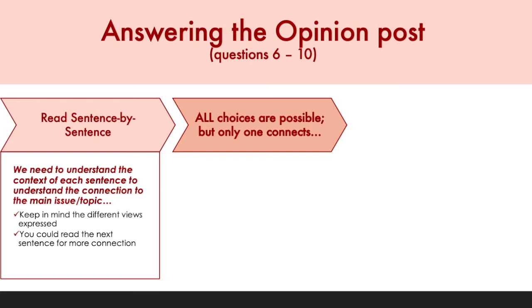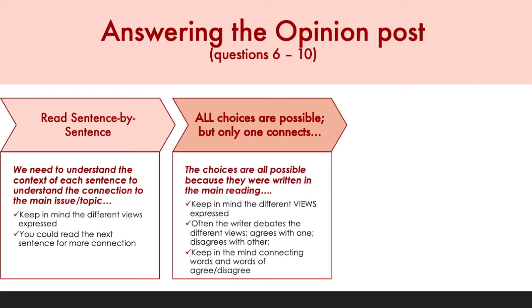All choices are possible or could be possible, but only one connects. The choices are all possible because they were written in the main reading. Keep in mind the different views expressed. Often, the writer debates the different views, agrees with one, disagrees with another. Keep in mind connecting words and words of agree or disagree.